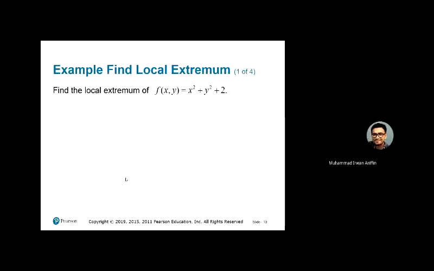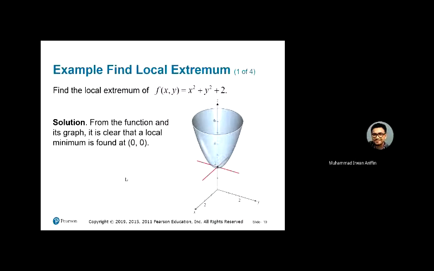So let's try to do this example. Find the local extremum of this function, x square plus y square plus 2. Now the solution. If we were to draw the graph, it will be this cup. There is a local minimum at this point, where z equals 2. When both x and y equal 0, z equals 2.